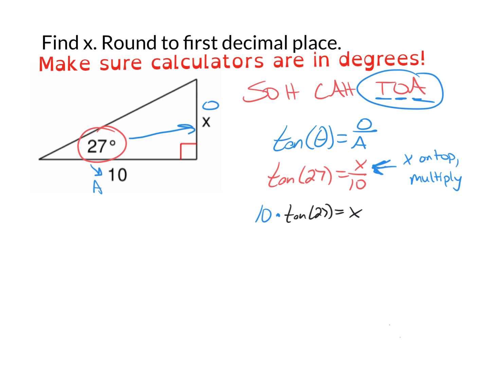So in your calculator, you're literally just going to type in 10 times, and there's a tan button. Once again, make sure you're in degrees. So 10 times, hit the tan button, hit 27, close parentheses, hit enter. And it says round to the first decimal place. So x is equal to 5.09, but that 09 rounds to 1. And that's it on that one.